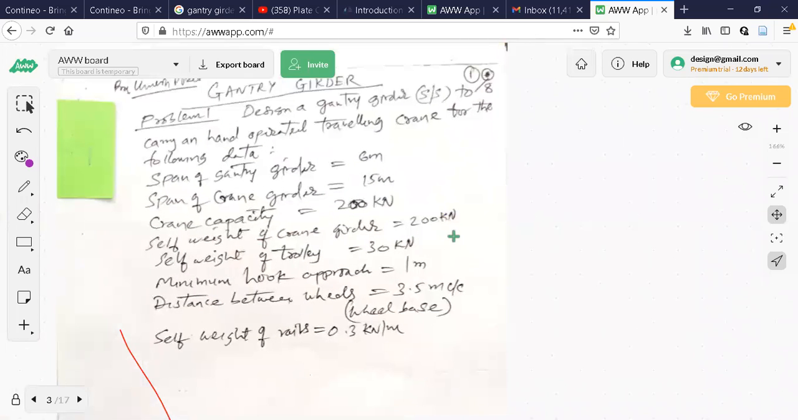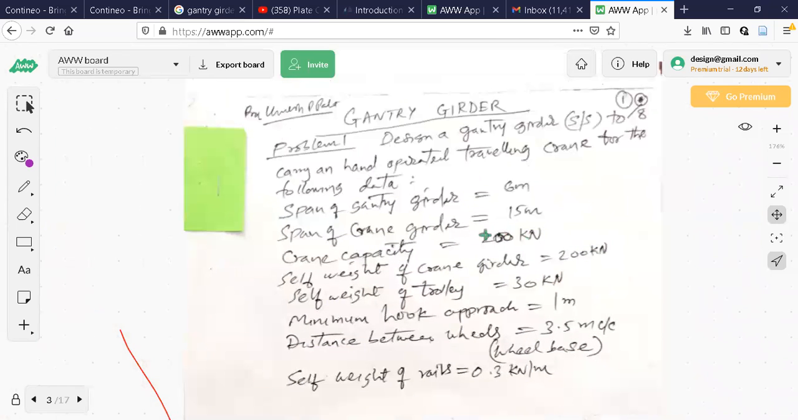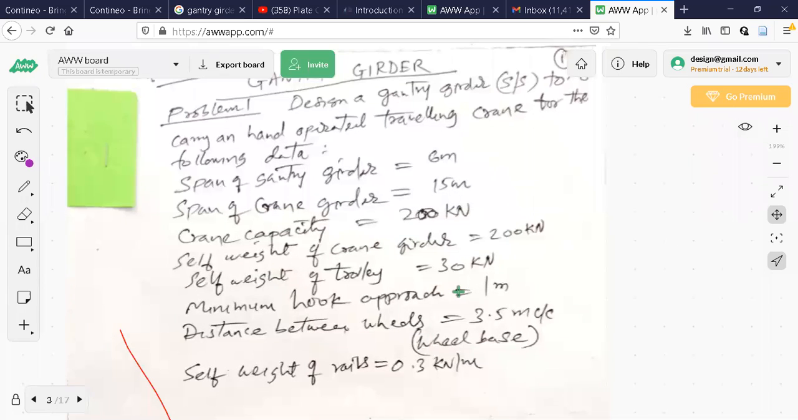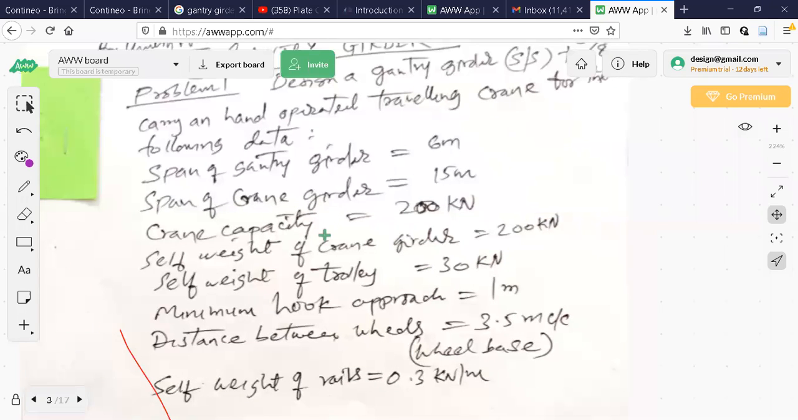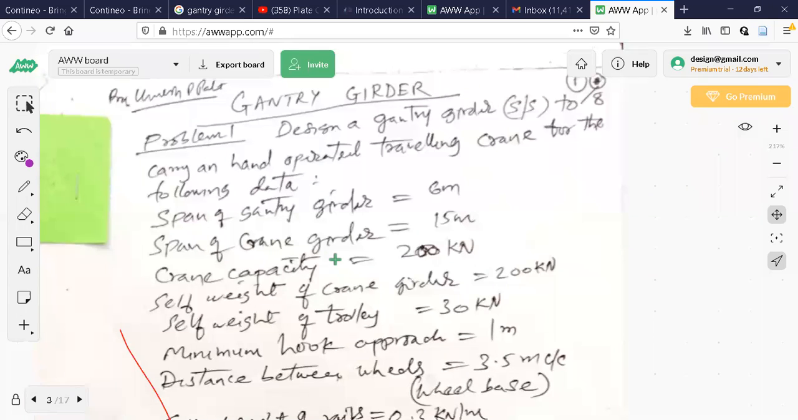Observe this. Now you can see. Are you able to see this one? Gantry girder handwritten one. Are you able to see this one? All of you? Yes, sir. Okay. Now see this design. This is a directly straight away question paper example here.